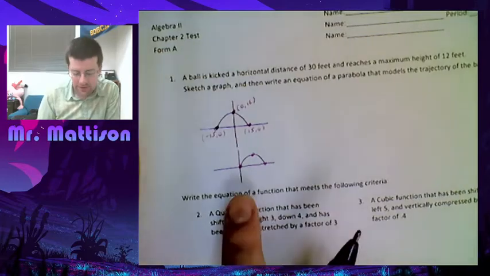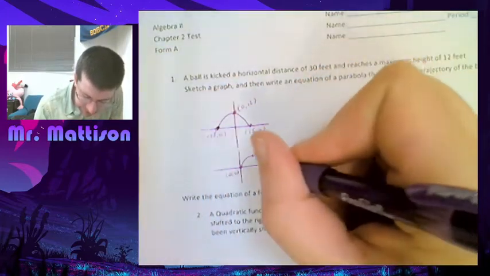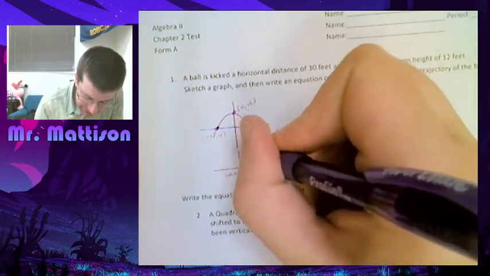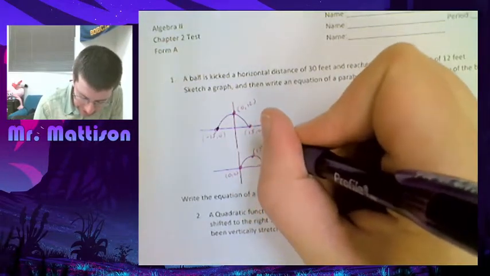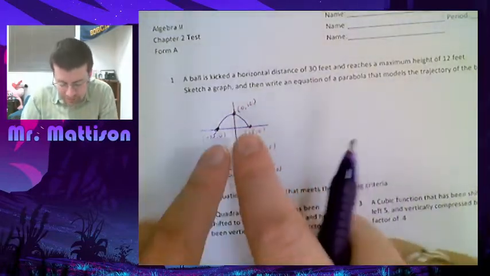So then if I do that starting at the 0, I always have my 0 point, which is the easy one. And then over here I'm going to have the point 30, 0. And then up here, it's halfway, which is 15, and then 12 for our height. So we're going to go ahead and set up the first one right up here.